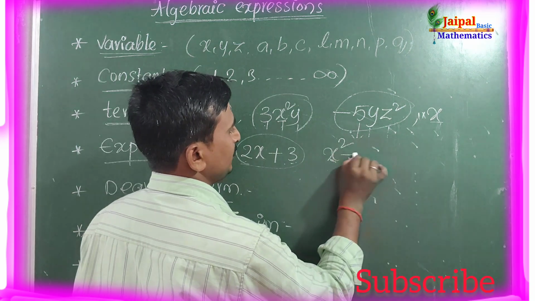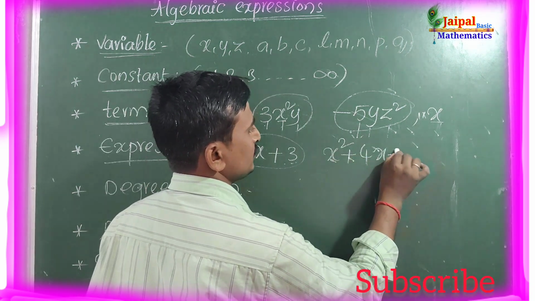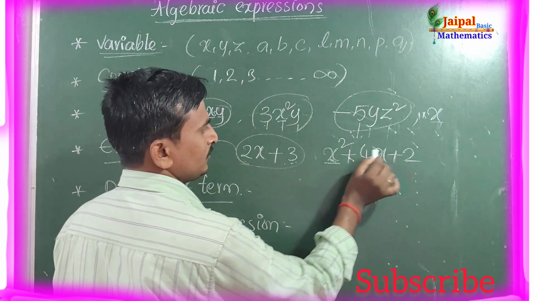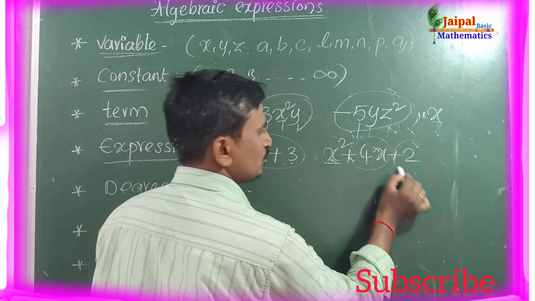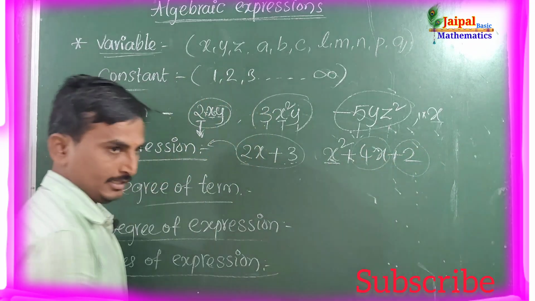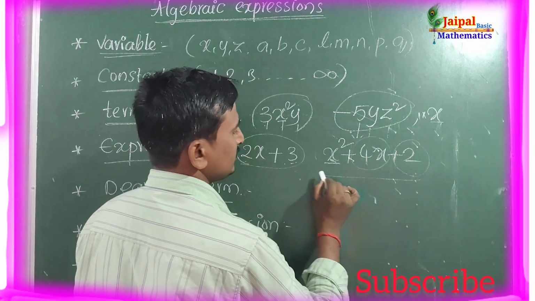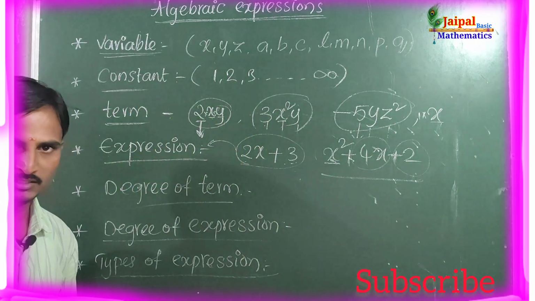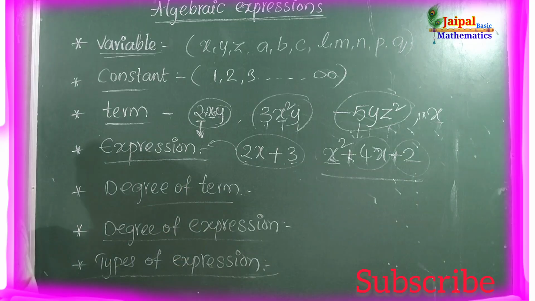We'll write one more example: x square plus 4x plus 2. Here x square is one term, 4x is one term, and 2 is one term. Here 3 terms are there. These three terms are joined with plus symbols between them. It is called an expression.